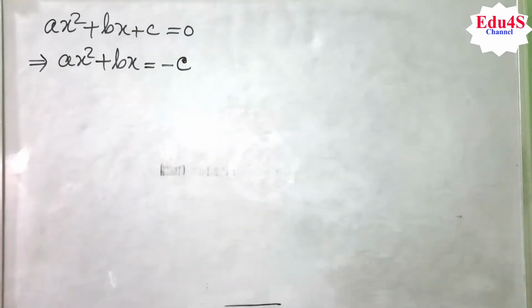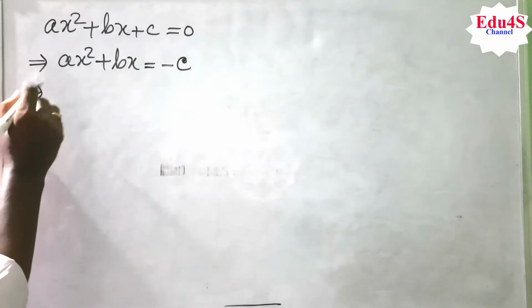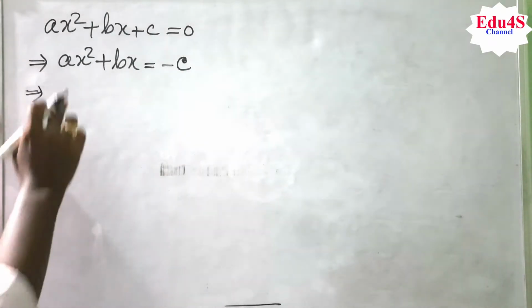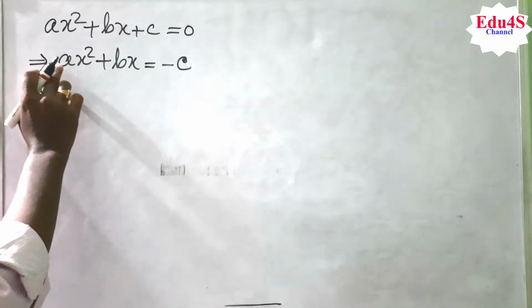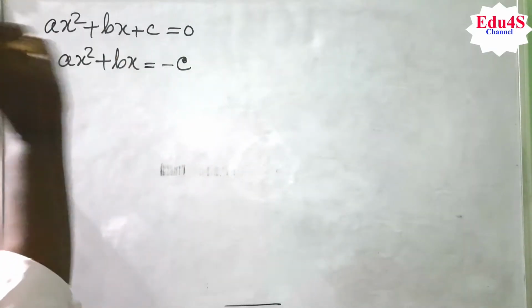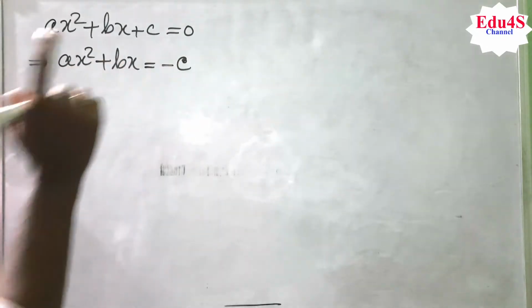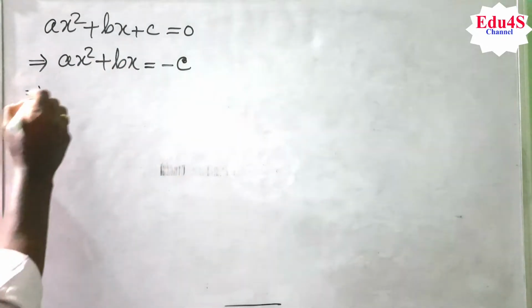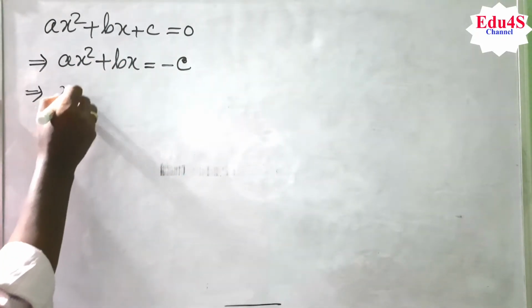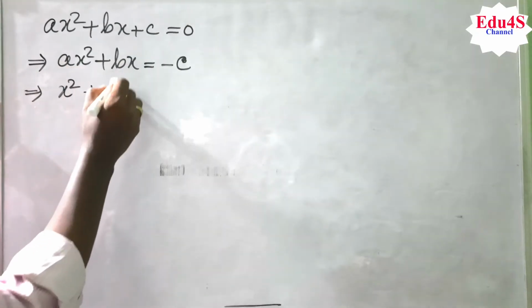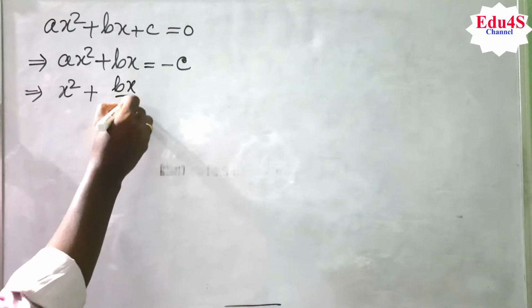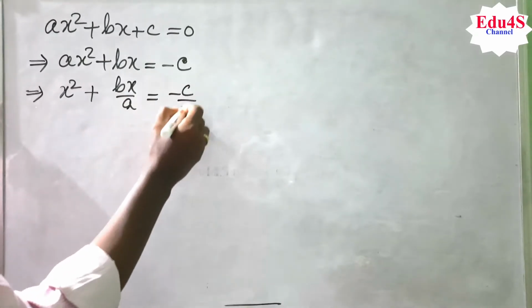Then our second step, what is that? You divide this whole equation by the coefficient of x square. What is the coefficient of x square here? a. So you divide the whole equation by a. That means each term will be divided by a. So what will you get here? If you divide by a, you will get x square, then bx by a, then minus c by a.